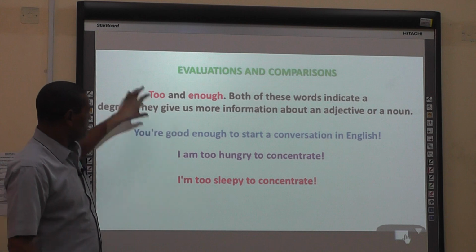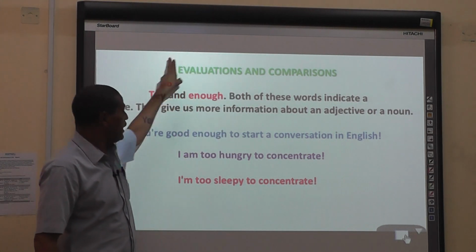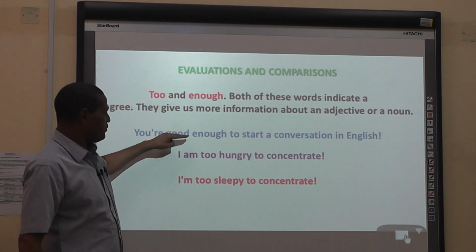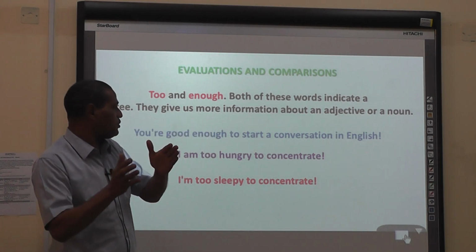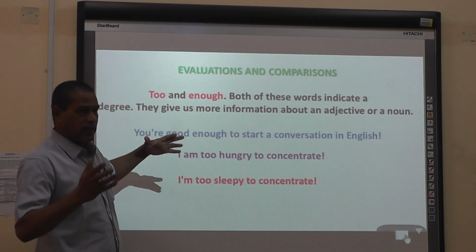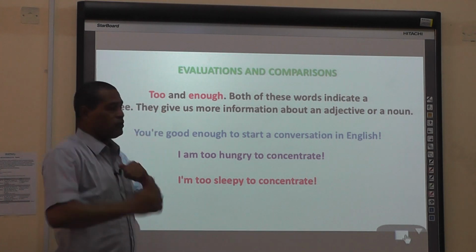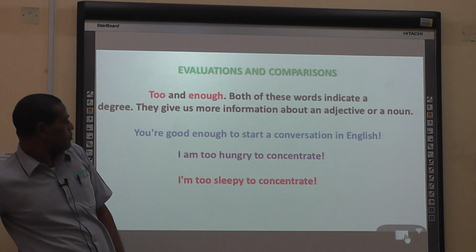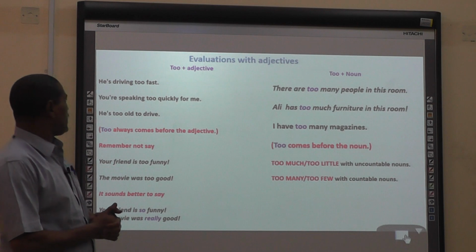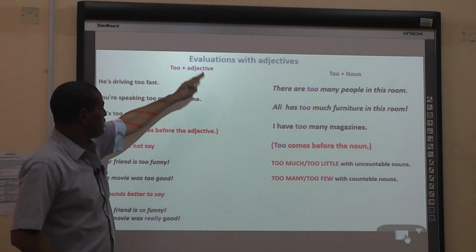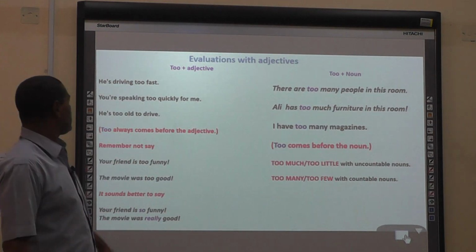So generally, "too" and "enough" we use to make evaluations. "Enough" means you have just what you want or what you need. "Too" indicates more than what you need or what you want. Let's go to the details and see how we use "too" plus an adjective to make an evaluation, and how we use "too" plus a noun.